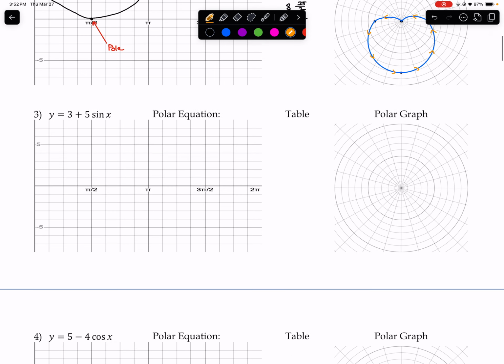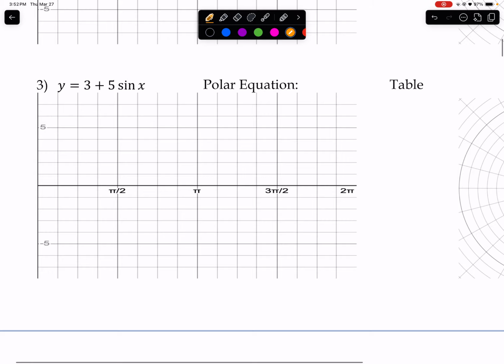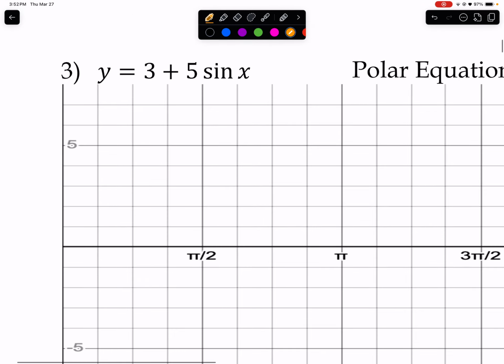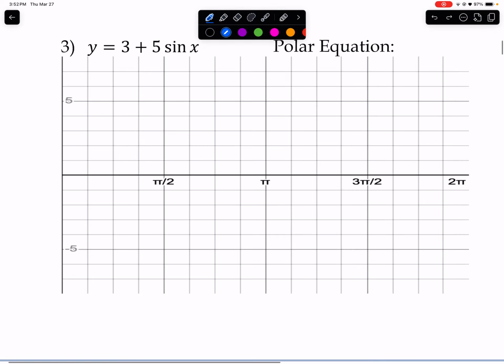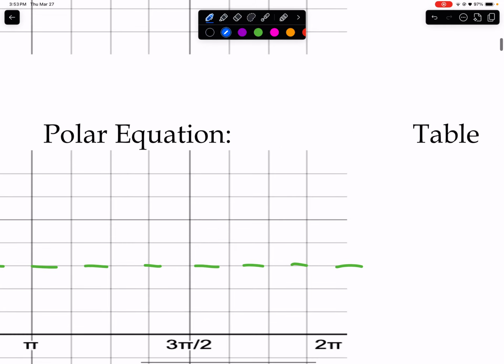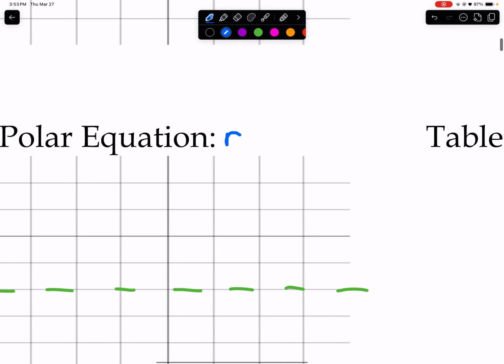So now for the next one. We have y equals 3 plus 5 sine of x. Once again, I'm going to do my midline of 3, and then we have an amplitude of 5. So I'm going to draw my midline of 3, and then do an amplitude of 5. Well, actually, let me write the polar equation first. So this would be r equals 3 plus 5 sine theta.